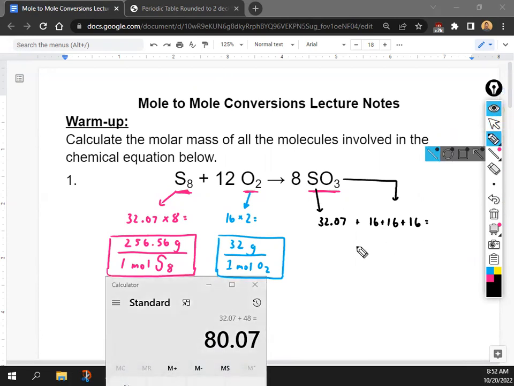Yeah, what's up? Yeah, good point. So these numbers in front of the molecules, those only matter for balancing. We don't use them for molar mass. So when we do the molar mass, we can just ignore those.